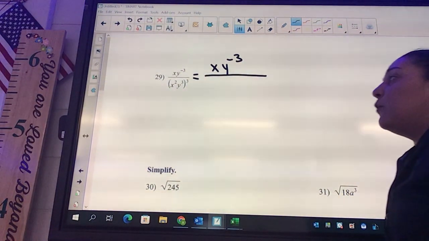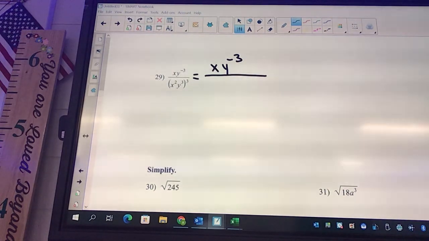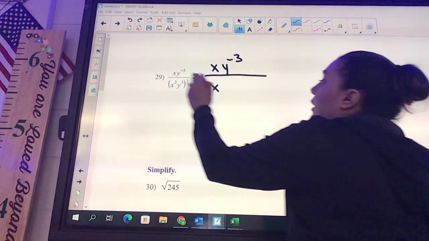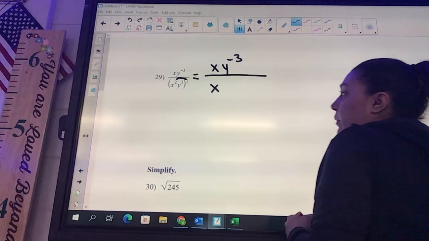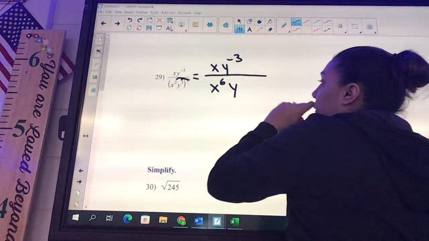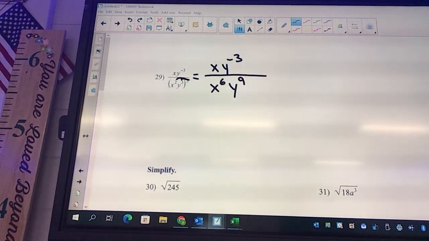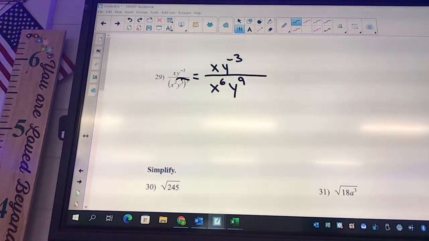Okay, on the bottom, what do you do with the exponents on the power rule? You're going to multiply them. So we're going to get x to the, what is 3 times 2? 6. Y to the 3 times 3? 9. Okay, now that our power rule is done, now we can do our division rule.